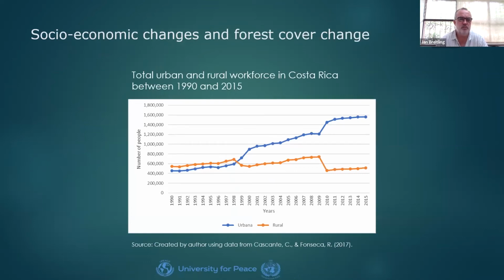Another interesting data that I found, the total urban versus total rural workforce in Costa Rica. So this is from the 1990s all the way to 2015. You can see here that at some point, the urban workforce passed the rural workforce, sorry. So again, is this significant or not? I don't know. It just shows that the amount of people working in rural areas has been going down while other sectors have been going up.